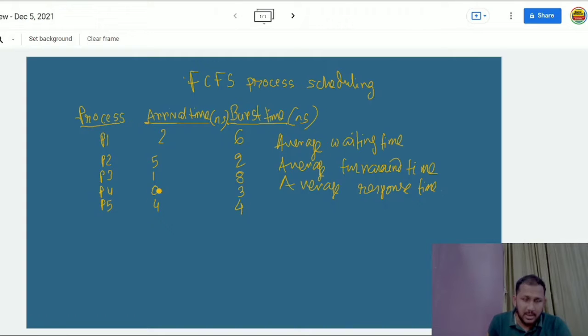Here arrival time 0, that is P4, arrived first, and we have to construct the ready queue as well as the Gantt chart. First of all, build the ready queue. Depending on the arrival time, the ready queue will be constructed. The first arrival is P4, which arrives at 0 nanosecond. That is P4 is the first.